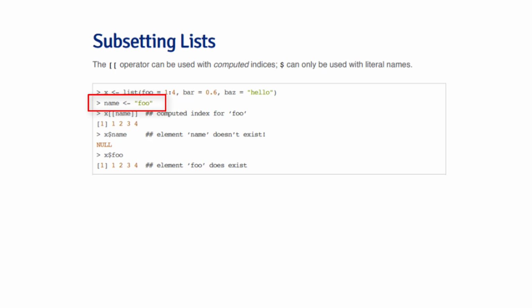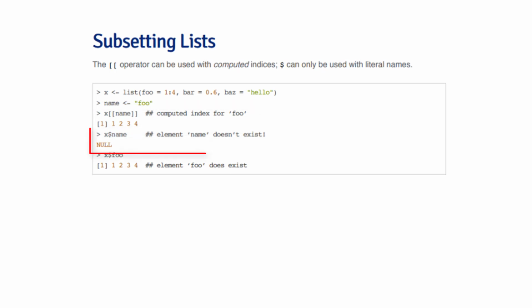If I use the double bracket operator on this variable, notice that there's no element in the list that has the name "name", but there is an element in the list that has the name foo. So now when I pass this variable called name into the double bracket operator, it returns the element that was associated with foo, because that's what the value of the name variable is. So if I compute the index that I want to use, then I have to use the double bracket operator.